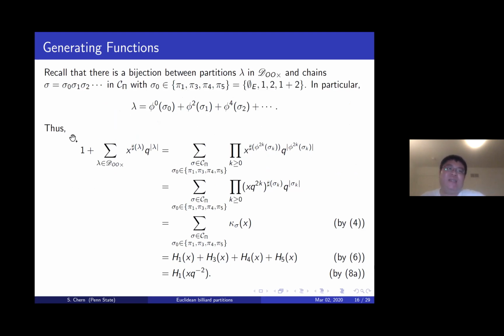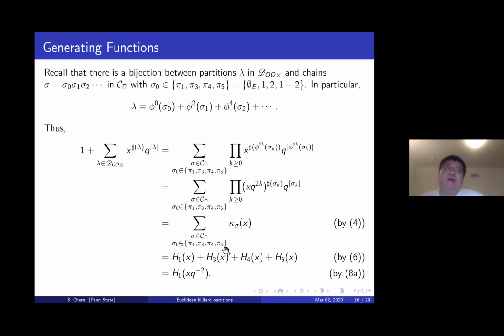So this means that the generating function for these partitions can actually be given by this sum. And if we rewrite this sum, then we find that the summand is just the counting function for these chains. So actually this generating function is h1 of x plus h3 plus h4 plus h5 of x. And by the previous relation, this sum is just h1 of x cubed to the power of -2.